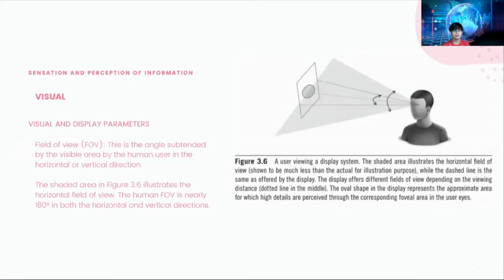Okay, shown to be much less than the actual for illustration purpose. This is just an illustration purpose. So while the dashed line is the same as offered by the display, the display offers different fields of view depending on the viewing distance. Dotted line in the middle, as you can see here. The oval shape in the display represents the approximate area for which high details are perceived through the corresponding focal area in the user's eyes. So this is the sample. Again, there is a field of view when it comes to the visual and display parameters.